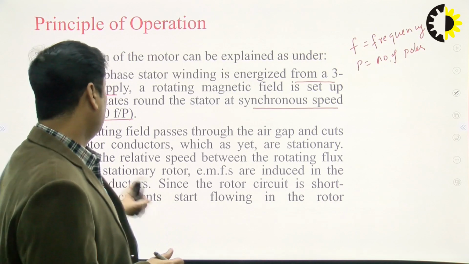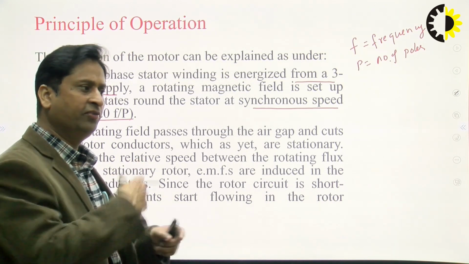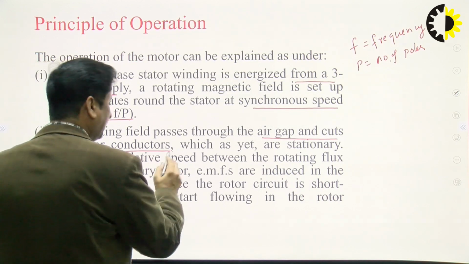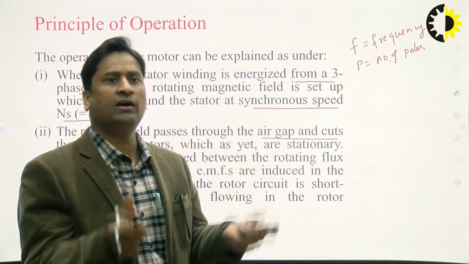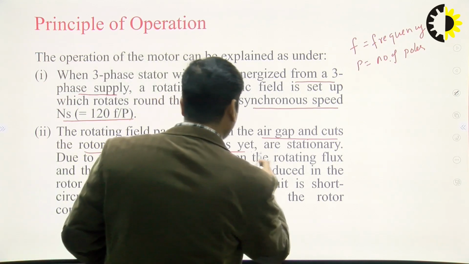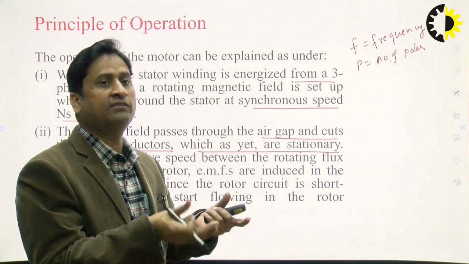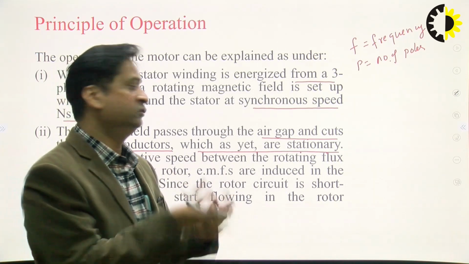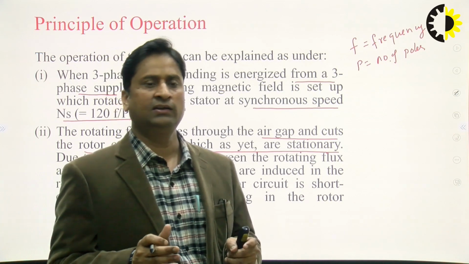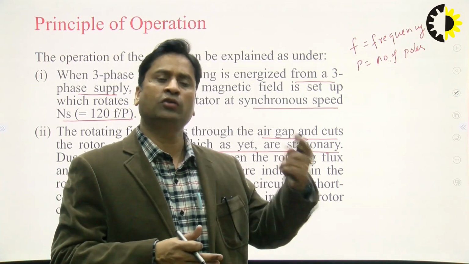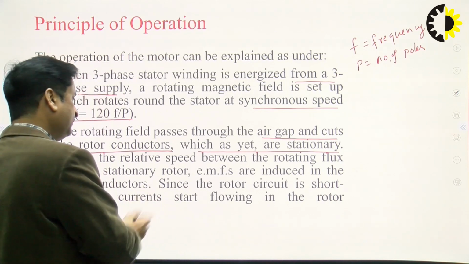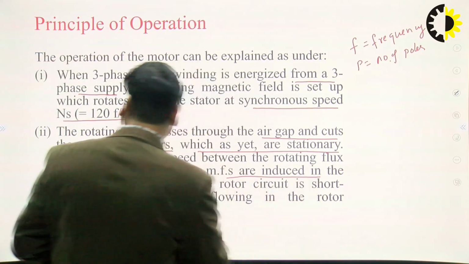Now the rotating field passes through the air gap and cuts the rotor conductors. The rotor conductors are on the rotor, and this field will cut the rotor conductors, which are stationary because they are at standstill. Due to the relative speed between the rotating flux and the stationary conductors, since the rotating field rotates at speed Ns and the rotor conductor is stationary, there will be a relative speed. Because of this, an EMF is induced in the rotor conductor.